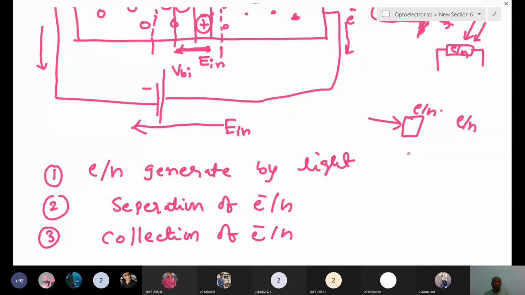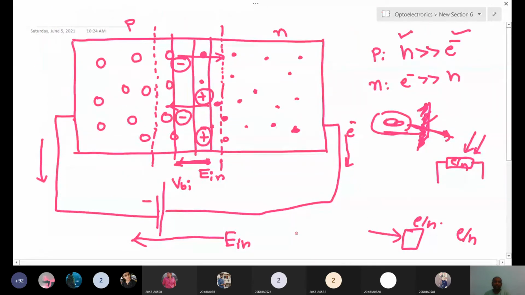So first we generate the electron-hole pairs by shining light, and then we separate and collect them. Now, if you see this diagram, we shine light on the top side, throughout the semiconductor. Once you shine here, electron-hole pairs are created in this bulk region, and also in this other bulk region. Electron-hole pairs are also created in the depletion region.